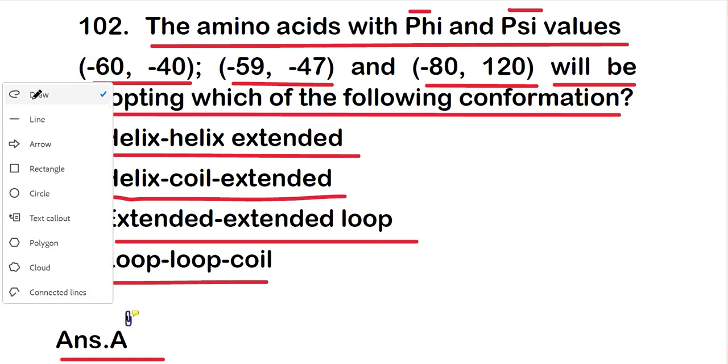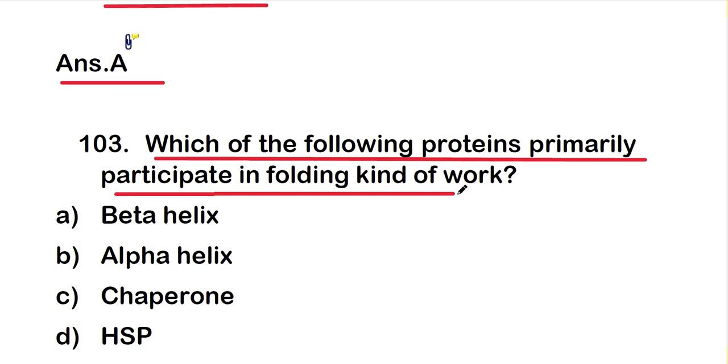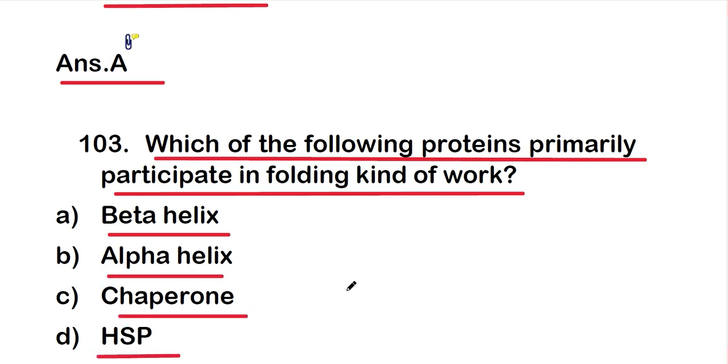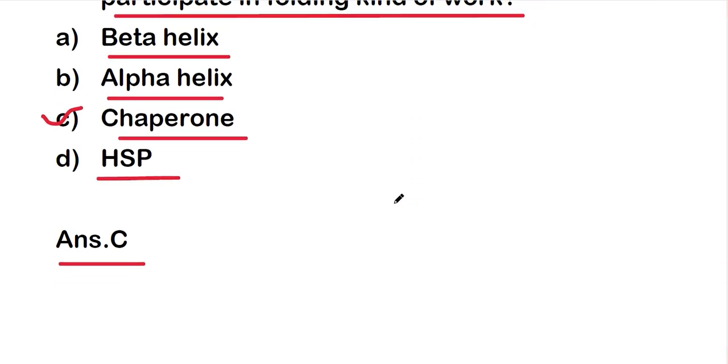So now let's move on to the next question, that is question number 103. Which of the following proteins primarily participate in folding kind of work? And options are beta helix, alpha helix, chaperone protein, or HSP, that is heat shock protein. So the right answer is option C, that is chaperone protein. So chaperone proteins primarily participate in folding kind of work.